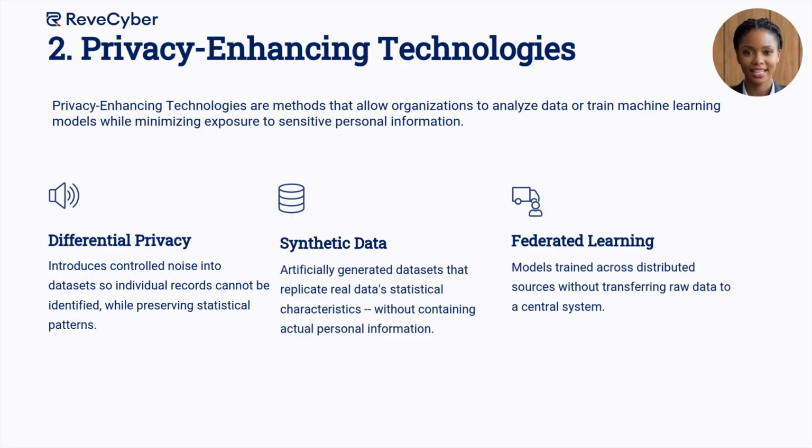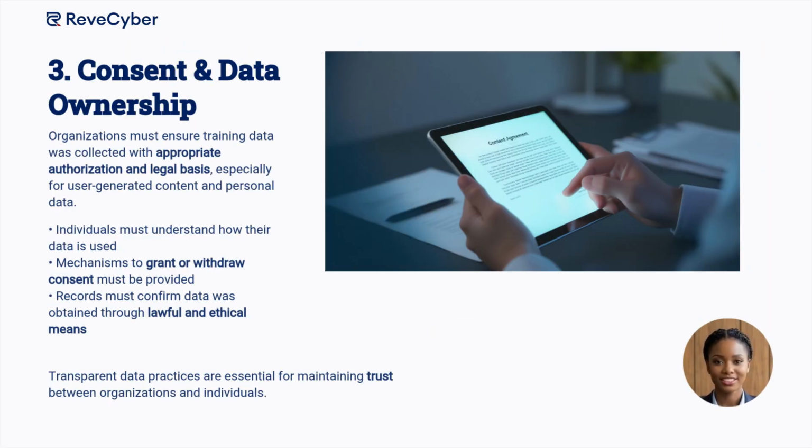When organizations collect or use data to train AI systems, they need to make sure they actually have the legal and ethical right to use that data. Consent, in this context, means that individuals understand how their data is being collected and how it may be used, and that they have agreed to that use under applicable privacy laws.